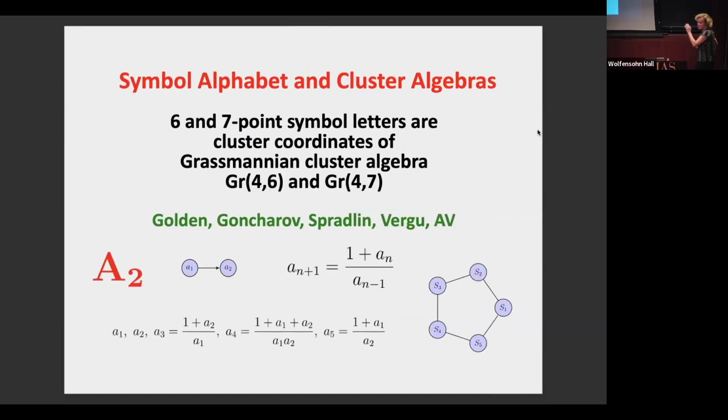Okay, so I will just do the cluster algebra description of this. Many of you know this, but for those of you who want a refresher, I'll review the definition of the cluster algebra. But before I do that, the claim I'm going to make is that the symbol letters on the list, remember I had 6, 7, 8, 9 points, for the 6 and 7 point letters that I presented, they're nothing but the cluster coordinates of the Grassmannian cluster algebras Gr(4,6) and Gr(4,7).